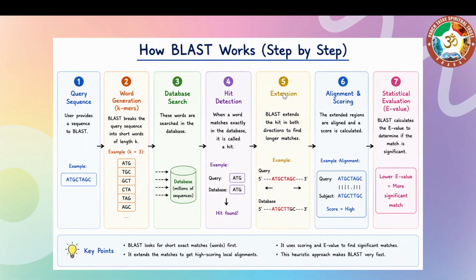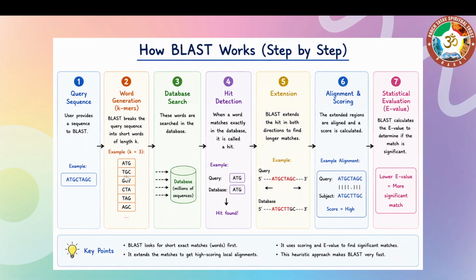So this is where our next step in BLAST is called extension. Now, in this extension, suppose BLAST finds the ATG in the database. So instead of stopping there, BLAST found ATG from our query sequence and from the database sequence. So BLAST will not just stop here. Instead, it will extend the match in both directions.